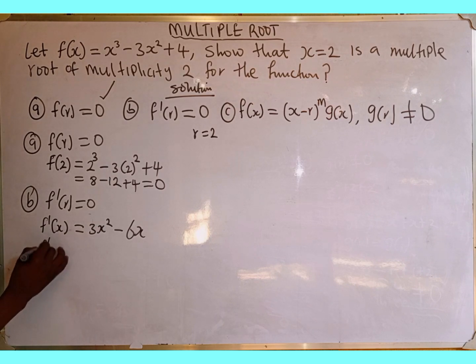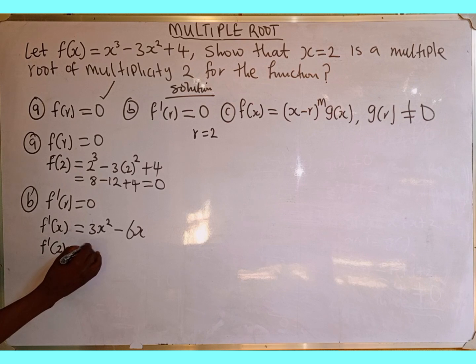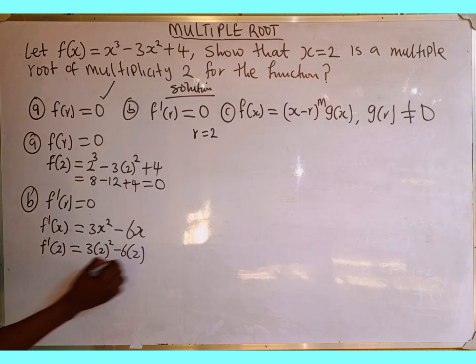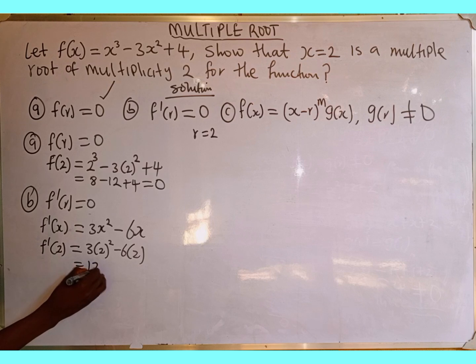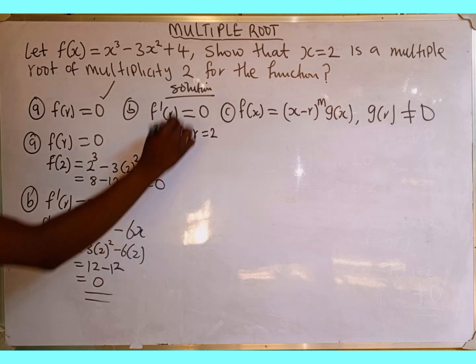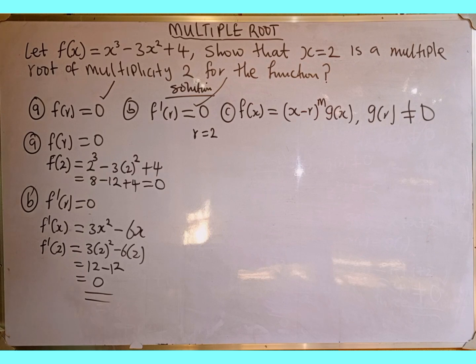Now we're going to substitute: f prime of r, which is f prime of 2, is equal to 3 into 2 squared minus 6 into 2. So 2 squared is going to give us 4. Then 4 multiplied by 3 is going to give us 12. Minus 6 multiplied by 2 is going to give us 12. Then 12 minus 12 is going to give us 0. Therefore, the second condition is satisfied.